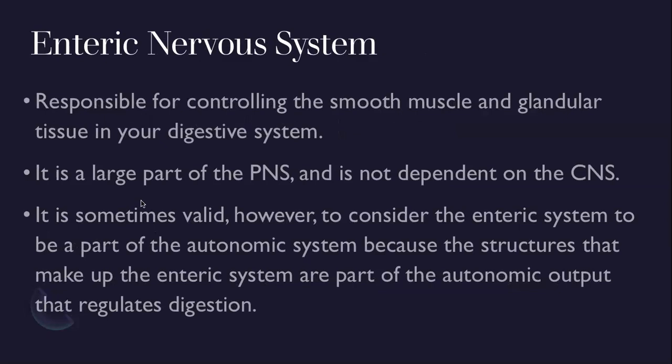And then the last is something that maybe people usually don't talk about, but it's called the enteric nervous system, which is responsible for controlling the smooth muscle and glandular tissue in your digestive system. It's a large part of the peripheral nervous system, and it's not dependent on the central nervous system at all. Sometimes people will just consider the enteric system to be part of the autonomic system, because the structures that make up the enteric system are part of the autonomic output that regulates digestion. And so for us, I think we might just do that, but I'll be sure to point out things that fall under the enteric nervous system as well.